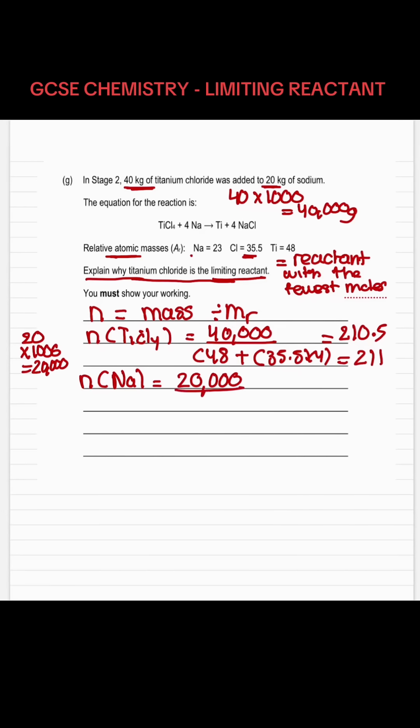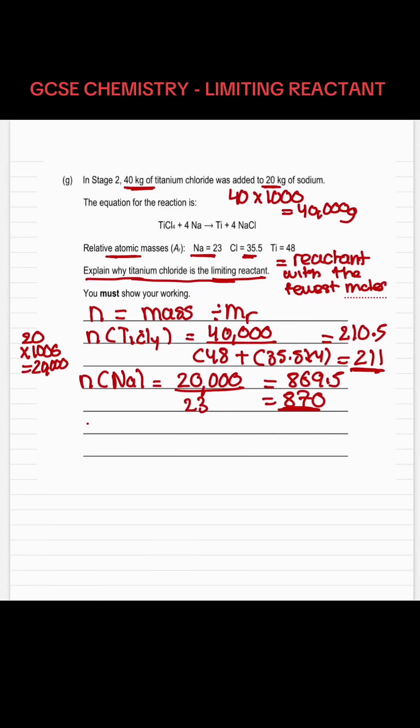Now the MR is a bit simpler. It's just 23. And that should basically give us, in my calculator, if I write this out, 869.5, and then we can just write that as 870. As you can see, 211 is less than 870, which is why titanium chloride is our limiting reactant. So we just need to write that down.